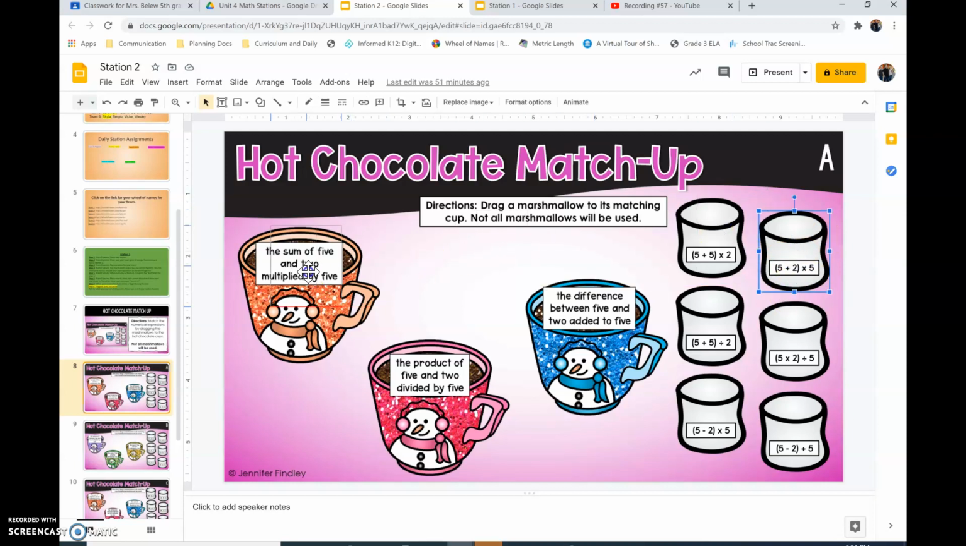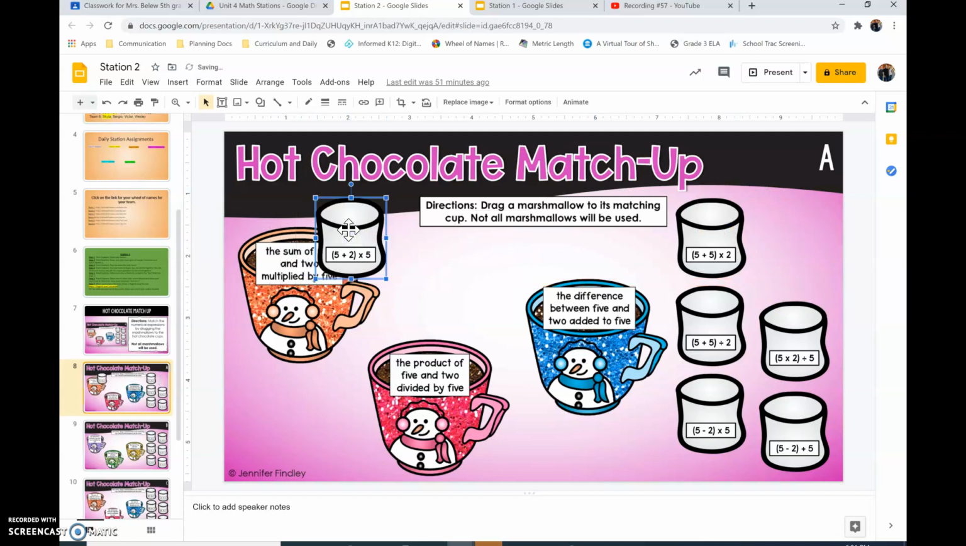But I want you to be very careful because it does try to trick you. Notice there's some 5 and 2s in parentheses. So you have to pay attention to that sign. So then you would do these 2 cups as well.